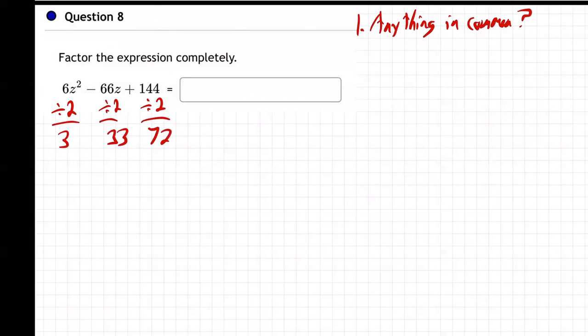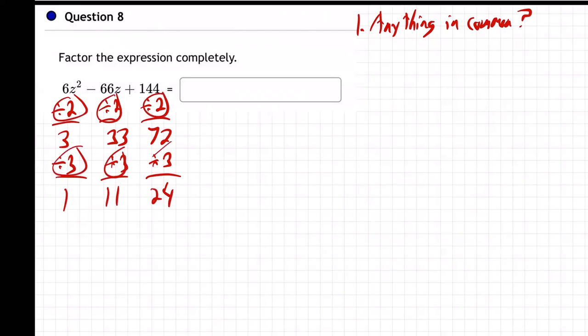But notice they're also now divisible by 3. All these are divisible by 3. Now it leaves a 1, leaves an 11, and that leaves some number I don't know. I think it's 24. Yeah, that's 24. So really they were divisible by 2 and then 3, which really means from the beginning, I should have just divided them by 6. I'm going to go back and do that.